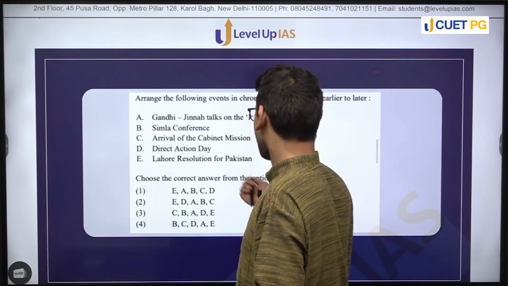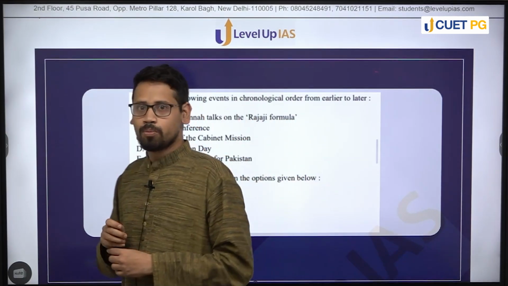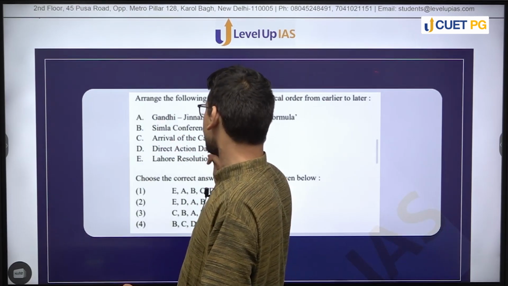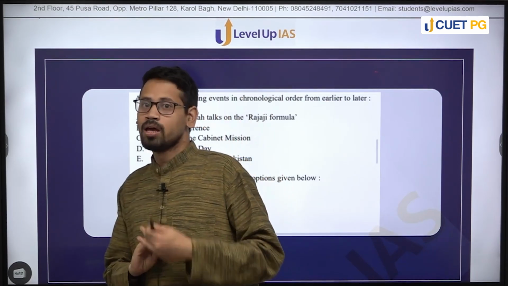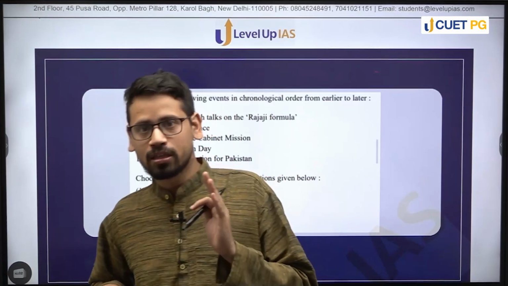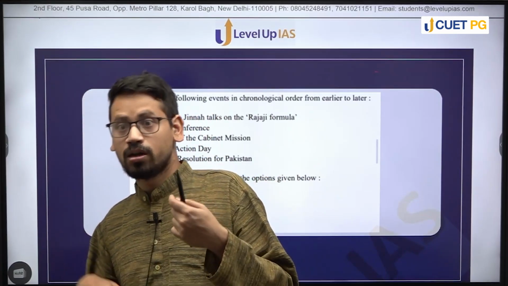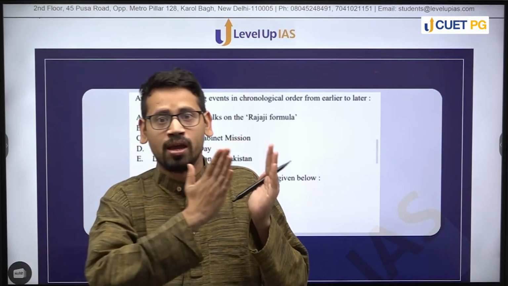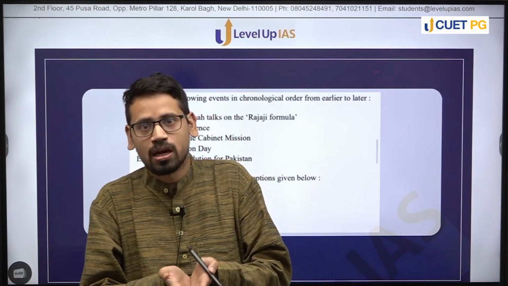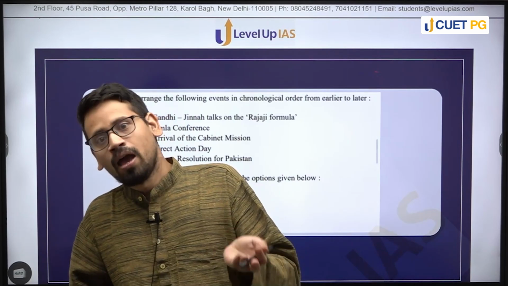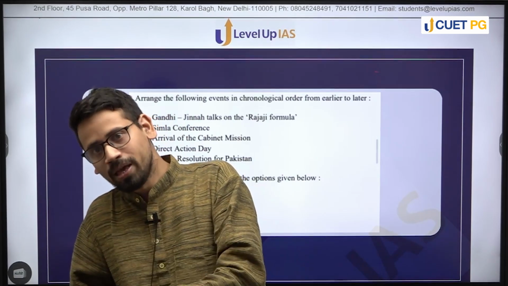So, Gandhi-Jinnah talks on the Rajaji formula. Shimla Conference, arrival of the cabinet mission, direct action day, Lahore Resolution for Pakistan. As you can see, all of these events are basically talking about the two nation theory, how the demand for Pakistan, demand for separate state by the Muslim League and by Jinnah, and how these negotiations took place, right?